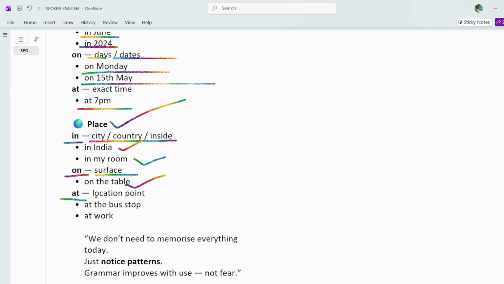Okay, at is another important preposition. When we look at it by itself, it can be used to specify a particular location or a point. For example, at the bus stop, at work, at the mall, at my aunt's house. So these are certain examples, where you do not need to memorize all of this today. It's just that you need to keep in mind where the prepositions are useful.